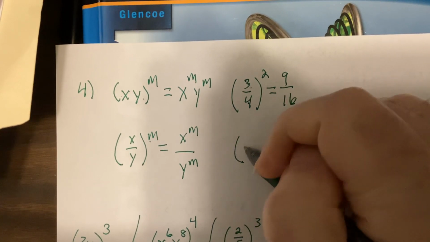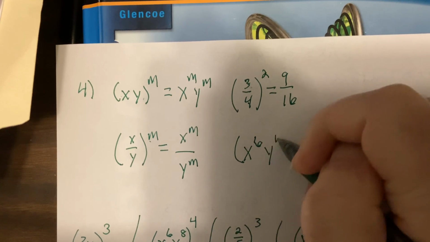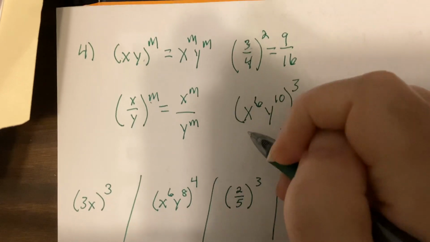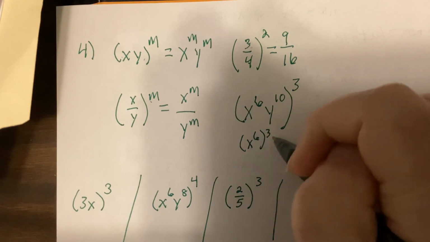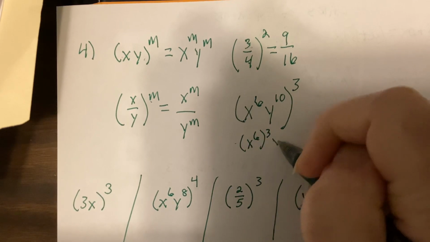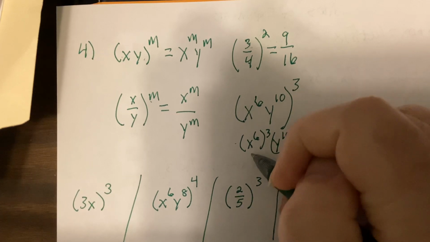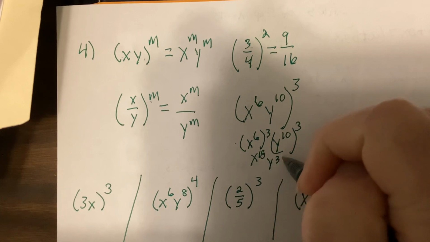If I have x to the 6 times y to the 10th, and then I want to cube it, I would just cube both terms. Now you can skip this step in the homework and on the test, but this would be x to the 18th, y to the 30th.